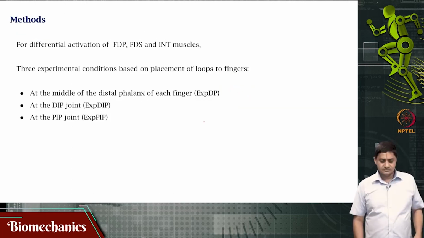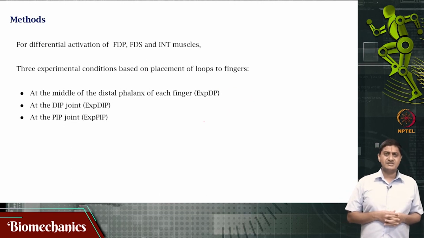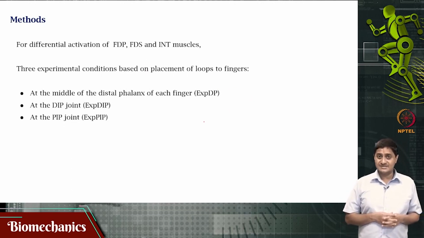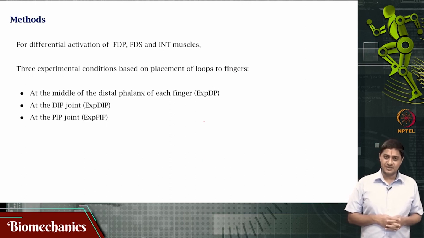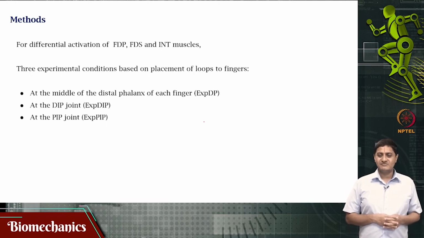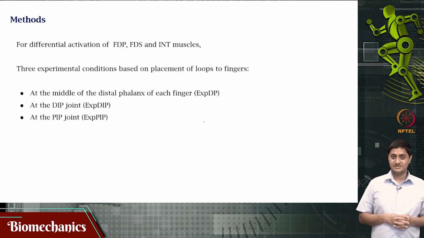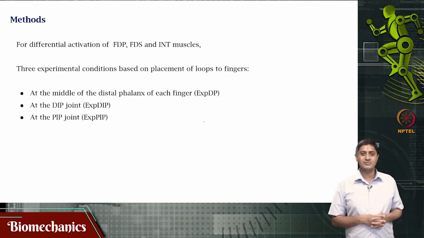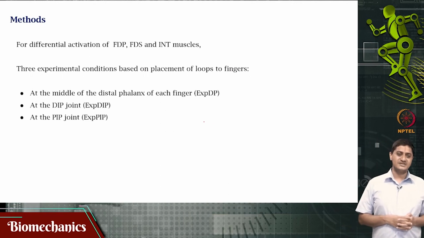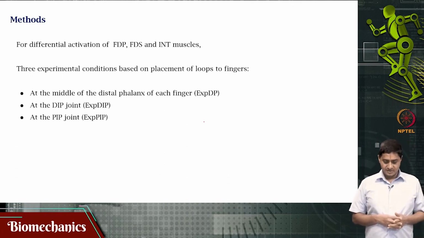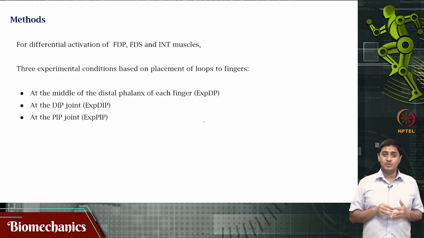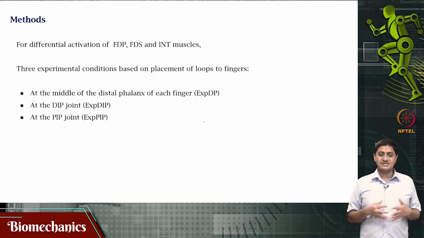PIP joint is involved. The question is, for differential activation of FDP, FDS and INT muscles. INT is muscles like thenar, hypothenar, lumbrical, interossei, those. Remember, long time ago we discussed what are the intrinsic muscles of the fingers. We discussed this. These are the thenar, hypothenar, lumbricals and the interossei, right. Depending on where you place the loop, different muscles will be activated.